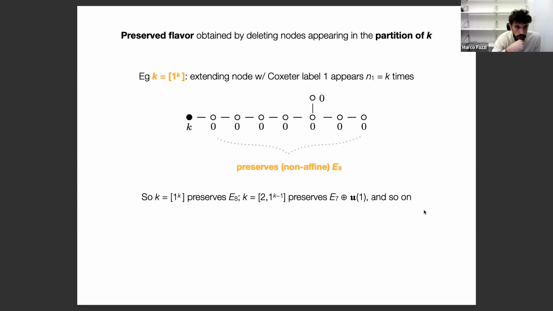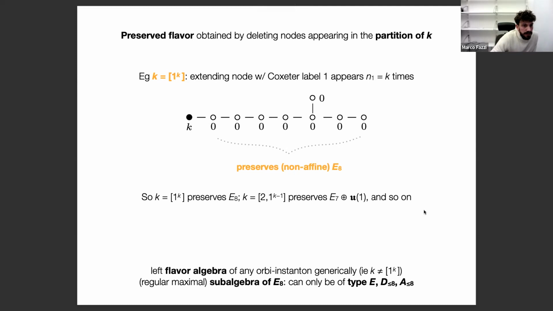Now the game is really easy to play, of course. So we needed to understand that the left flavor algebra of any orbi-instanton, let's say in the F theory description, generically is a regular maximal subalgebra of E8. But the point is that this subalgebra can only be of type E, D up to 8, so SO(16) at most, or A up to 8, so SU(9) at most. And we will see that this fact is rather well represented in the hierarchy of RG flows that we will construct.